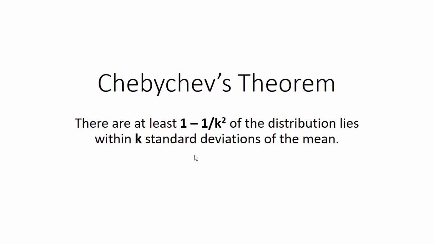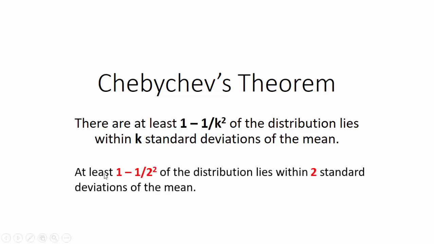When k is 2, that means there are at least 1 minus 1 over 2 squared of the distribution that lie within 2 standard deviations. So 1 minus 1 over 2 squared is 3/4, which is 0.75. That's 75%, or 0.75 proportion of the distribution, that would lie within 2 standard deviations of the mean.